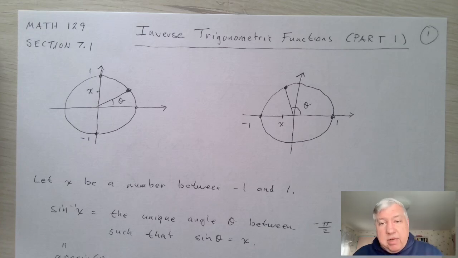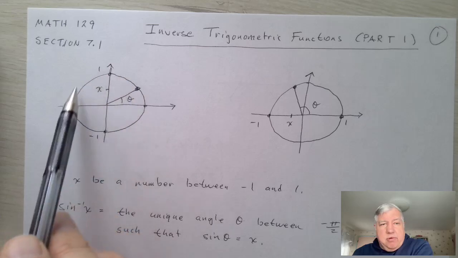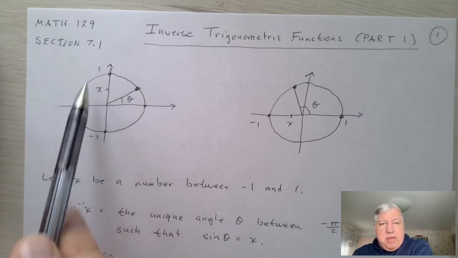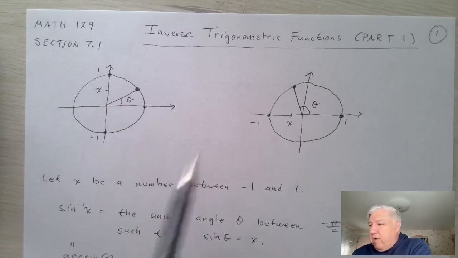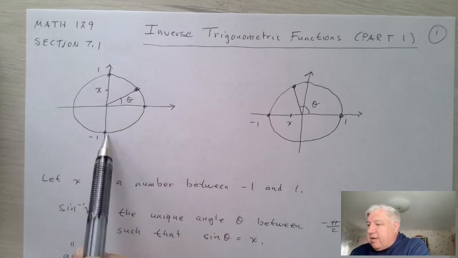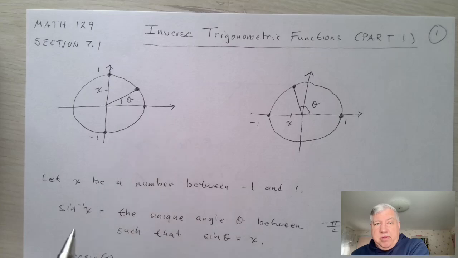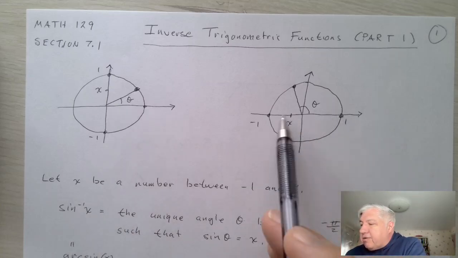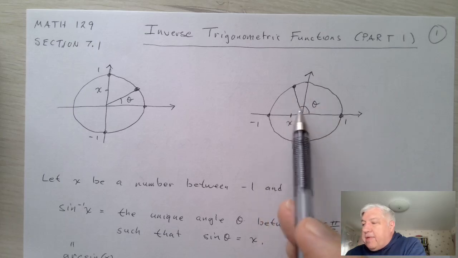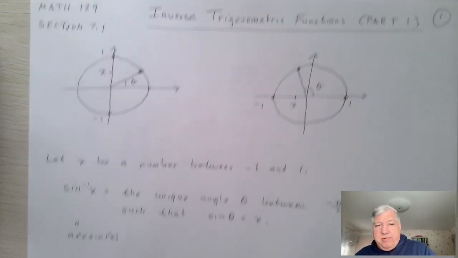Now there's lots of numbers that would work, right? We could add 2 pi radians to this, or as many revolutions as we want, and we would get another solution, another angle whose sine is equal to x. But if we restrict our theta to a certain range, like -pi/2 to pi/2, then there's only one. And similarly, if we restrict our theta to be between 0 and pi, then there's only one value of theta where the cosine of theta is equal to x. So we do the following.